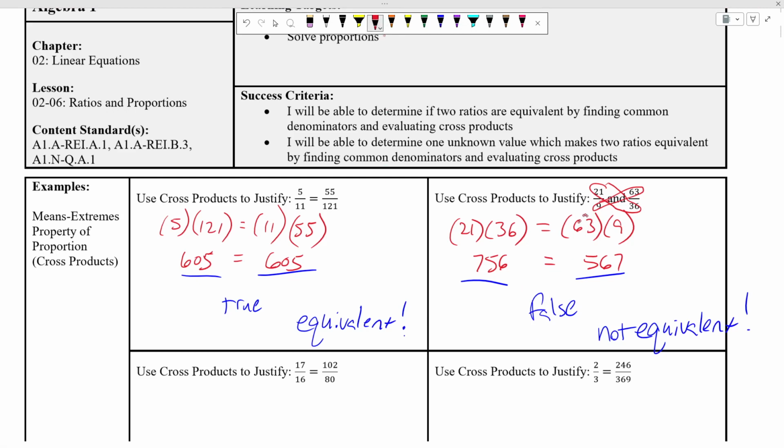All right, let us try another one. It may be difficult to see 21 over 9 and 63 over 36 immediately, right away, but when we do the cross multiplication and end up with each of these here, it's much more clear to see.